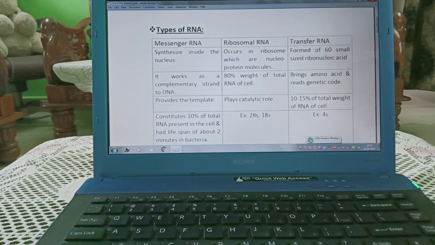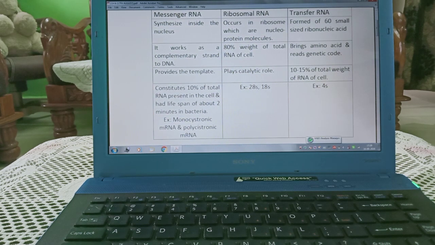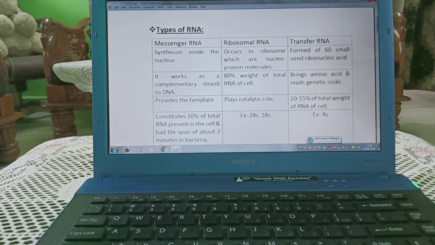Messenger RNA is synthesized inside the nucleus. It works as a complementary strand of DNA and it provides the template. Template means it gives the code. It constitutes 10% of total RNA present in the cell and it has a lifespan of about 2 minutes in bacteria. Examples: monocistronic messenger RNA and polycistronic messenger RNA. The one which has a single stranded structure is known as monocistronic messenger RNA, and the one which has more than one strand is known as polycistronic.